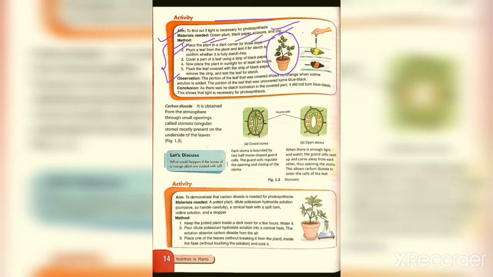by iodine solution. Here is the iodine solution, which is blue in color. Confirm whether the leaf is fully starch free or not. If it contains starch, then it will change to blue black color. And if it does not contain starch, then it will show no color change. Then the third point: cover a part of the leaf using a strip of black paper, as in the diagram. Now place the plant in sunlight for at least 6 hours.